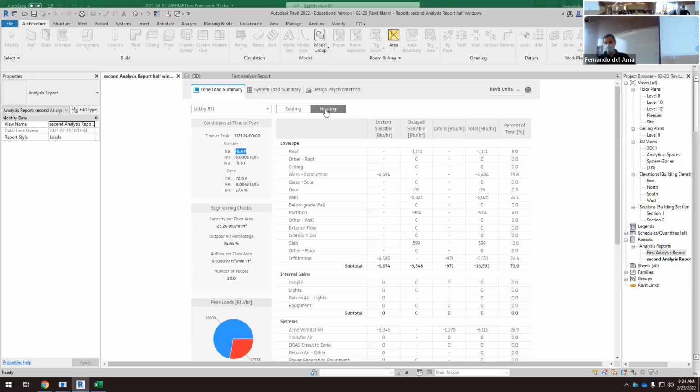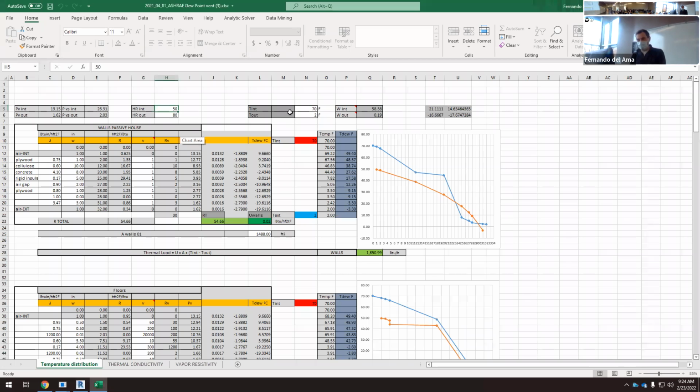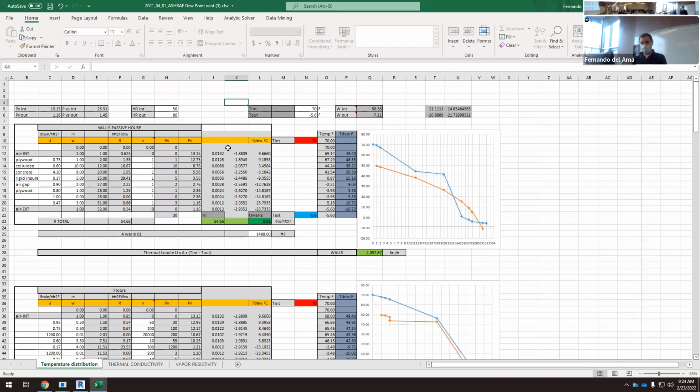So according to Revit, the coldest day, or the coldest moment, it's not a day, it's a moment, we have negative 5.6 Fahrenheit. Can this happen in King? It can happen, yes. So if we are dealing with the outdoor temperature, here we can type negative 5.6. Okay.